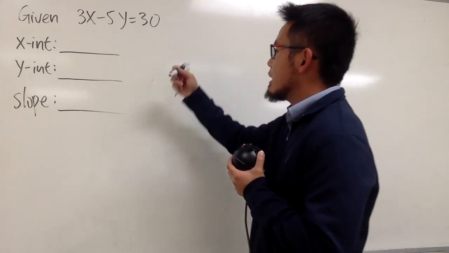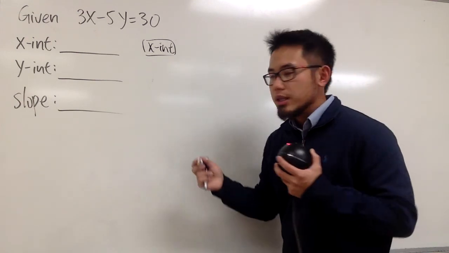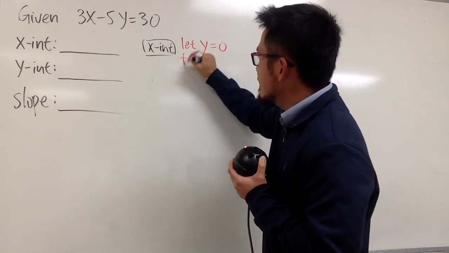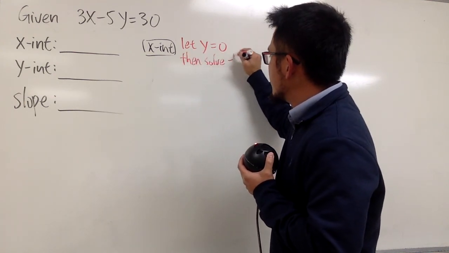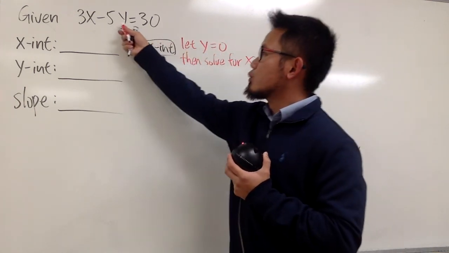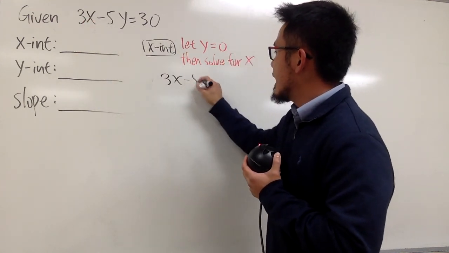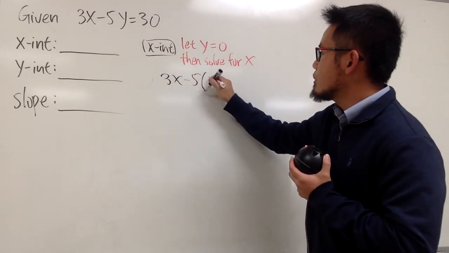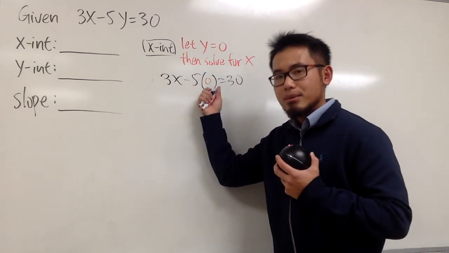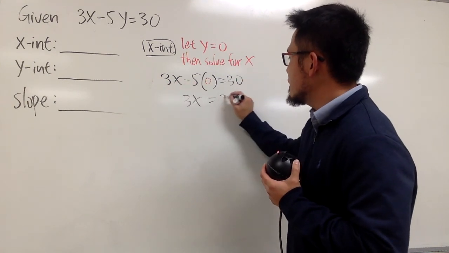So let's get started with that. Let me just write this down for the x-intercept. What we are going to do is, we'll first let y equal to 0, then solve for x, okay? And we will just do it. Plug in 0 into this y, and we see we have 3x, and then minus 5 times the y, which we set to be 0, and that's equal to 30. And now we see negative 5 times 0 is just 0, and we will have 3x on the left-hand side, and that's equal to 30.